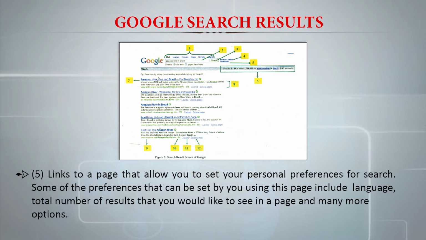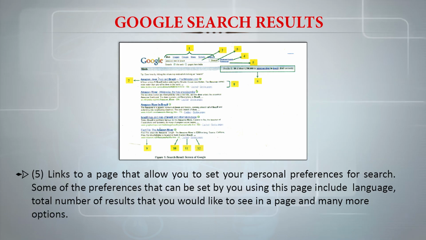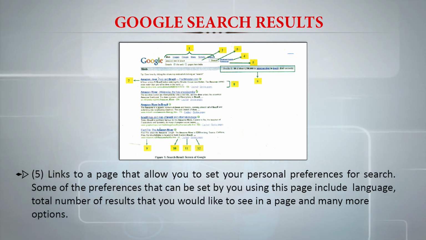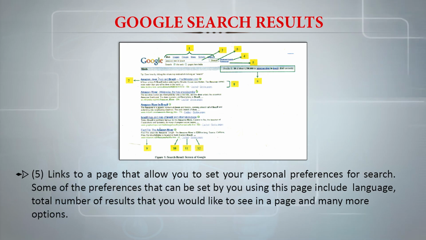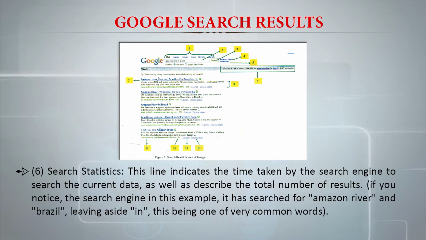Links to a page that allow us to set our personal preferences for search will also be present. Some of the preferences that can be set by us using this page include language, the total number of results that we would like to see in a page, and many more options. Then we have what are called search statistics.